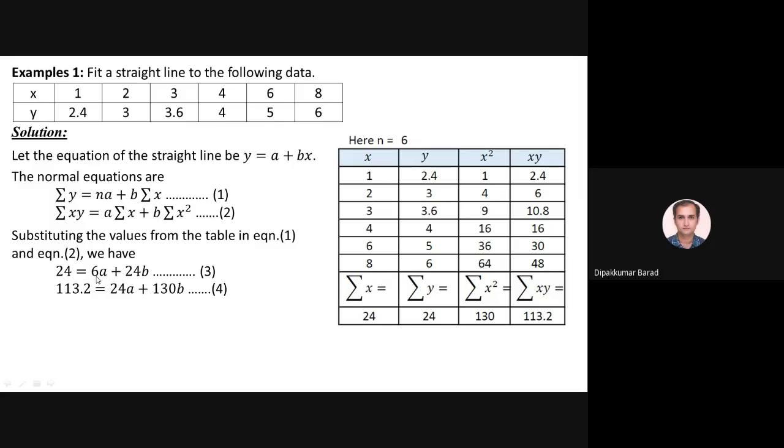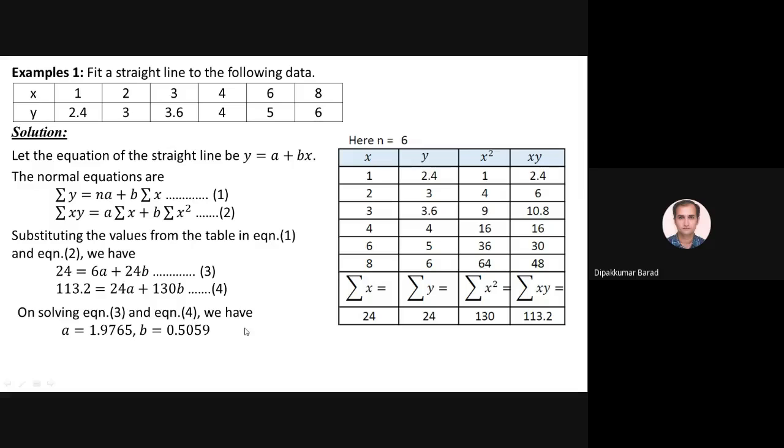If I want to eliminate a, then what do I have to do? I have to multiply it with four for these equations, and then I can eliminate a. After eliminating a, I get the value of b, and once we get the value of b, you can put this value of b in one of the equations and get the value of a. So a is equal to 1.9765 and b is equal to 0.5059. I hope this is clear for everyone, how to find these.